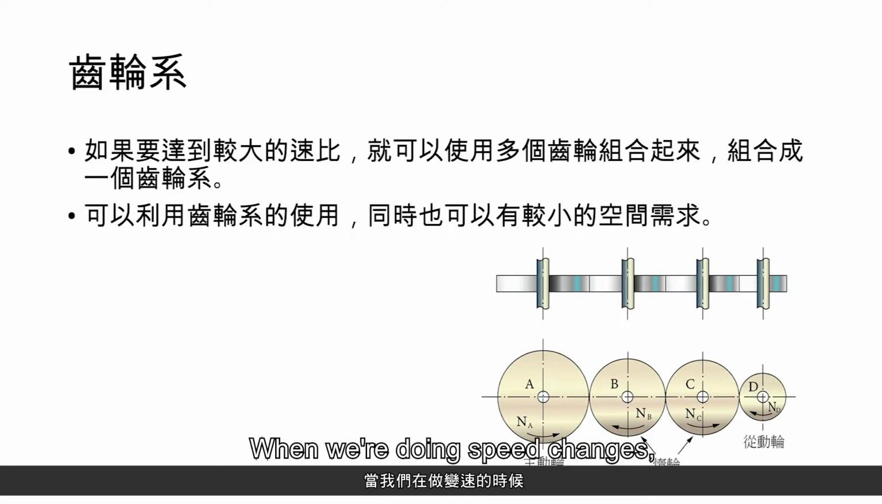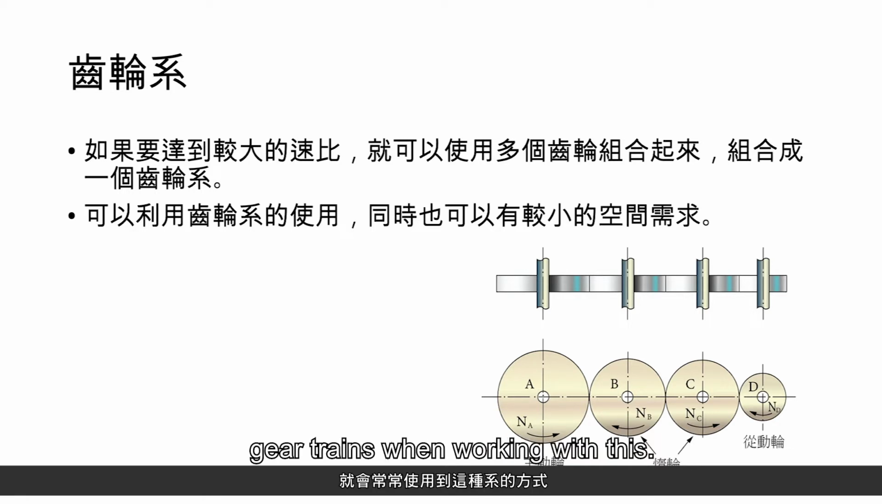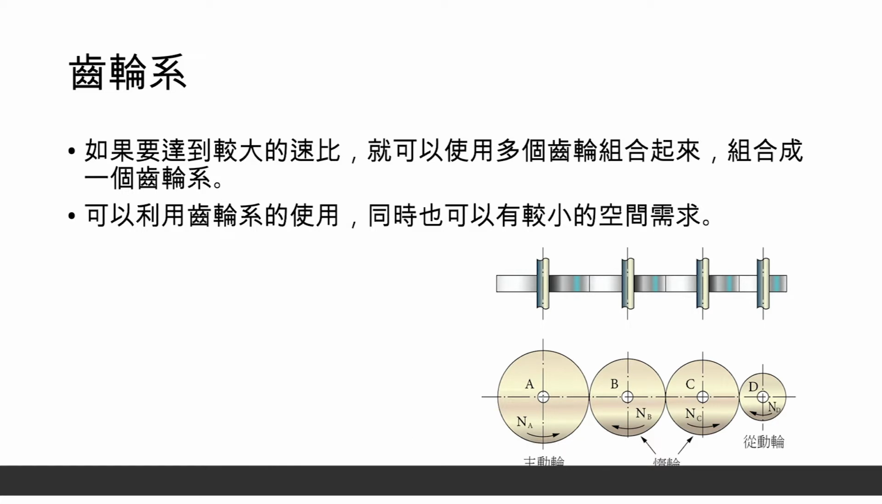Let's keep going. When we're doing speed changes, it won't have much difference using just one set of gears. Why? Its speed ratio is related to the size of the driving and following gears. It cannot differ too much, or it will require a lot of space. That's why we use gear change. We combine many gears, and they take out less space. But the gear ratio, that is, the speed difference, can be large. So we frequently use gear change when working with this.